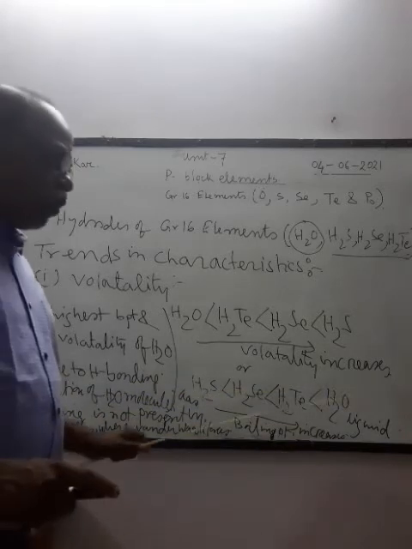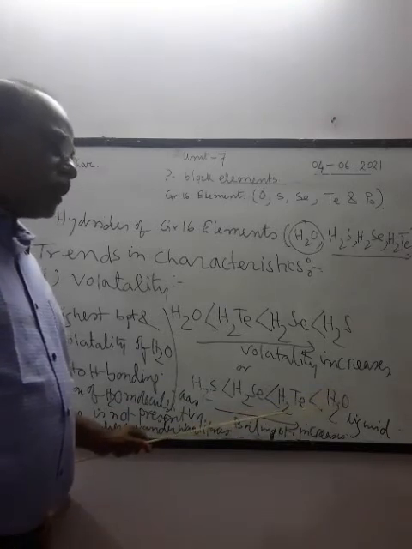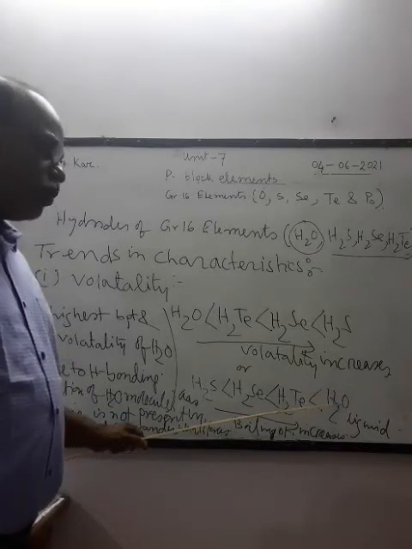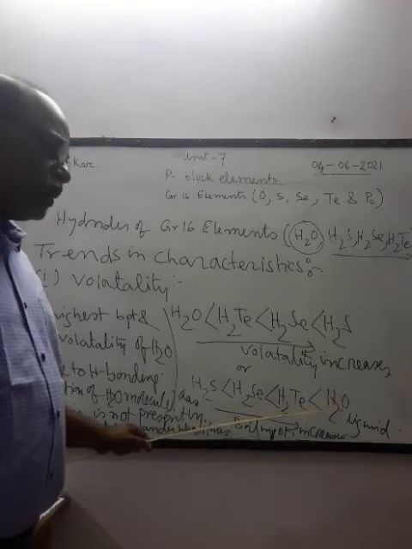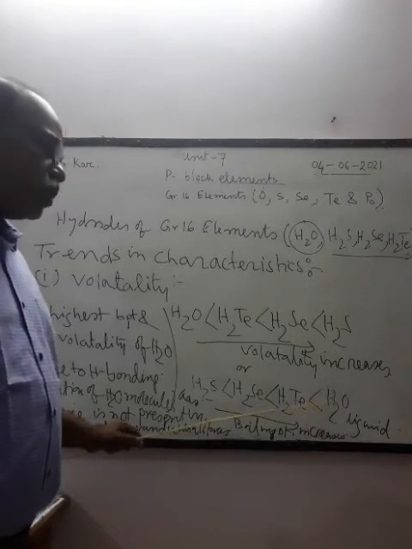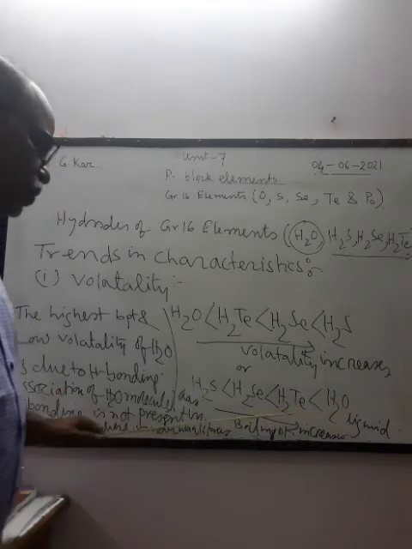So the question is, why is water a liquid? Because here the central atom is oxygen, which is highly electronegative and small in size. So hydrogen bonding takes place. So it is liquid at ordinary temperature.